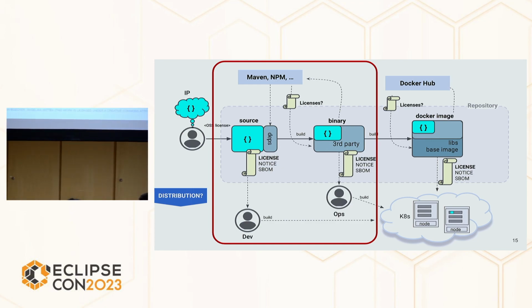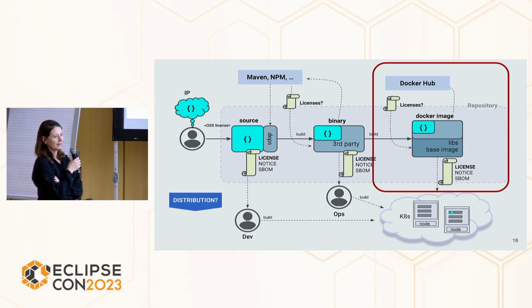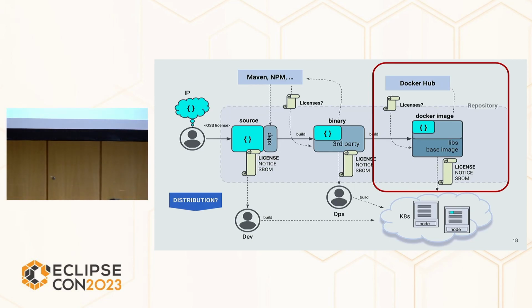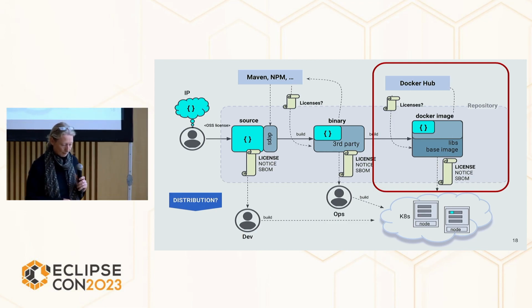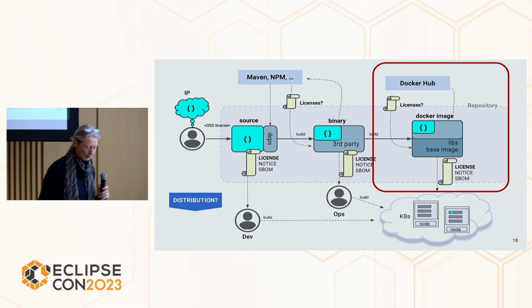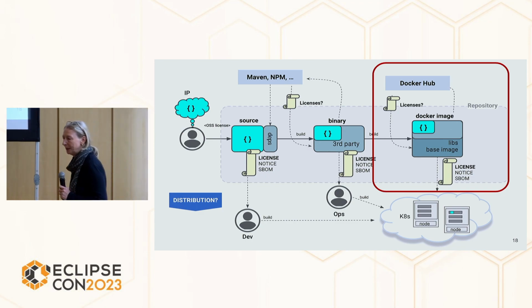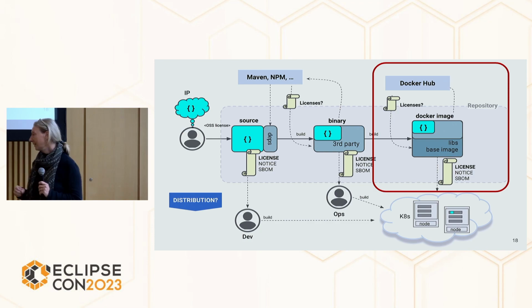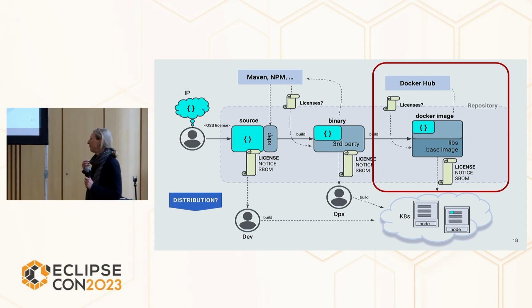Okay, so let's go further. As I said, we have now published our artifacts, but now we go one step further. We have a Dockerfile in our repository because we want to build Docker images. Now it gets really interesting, because now we have even more dependencies and other kinds of dependencies.